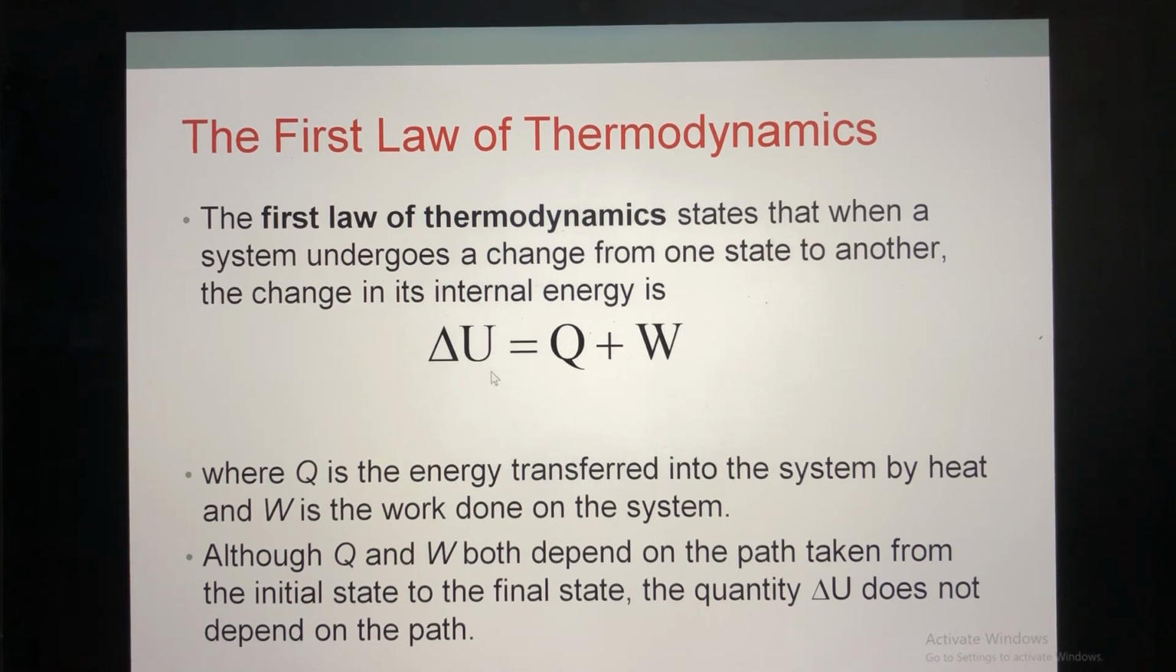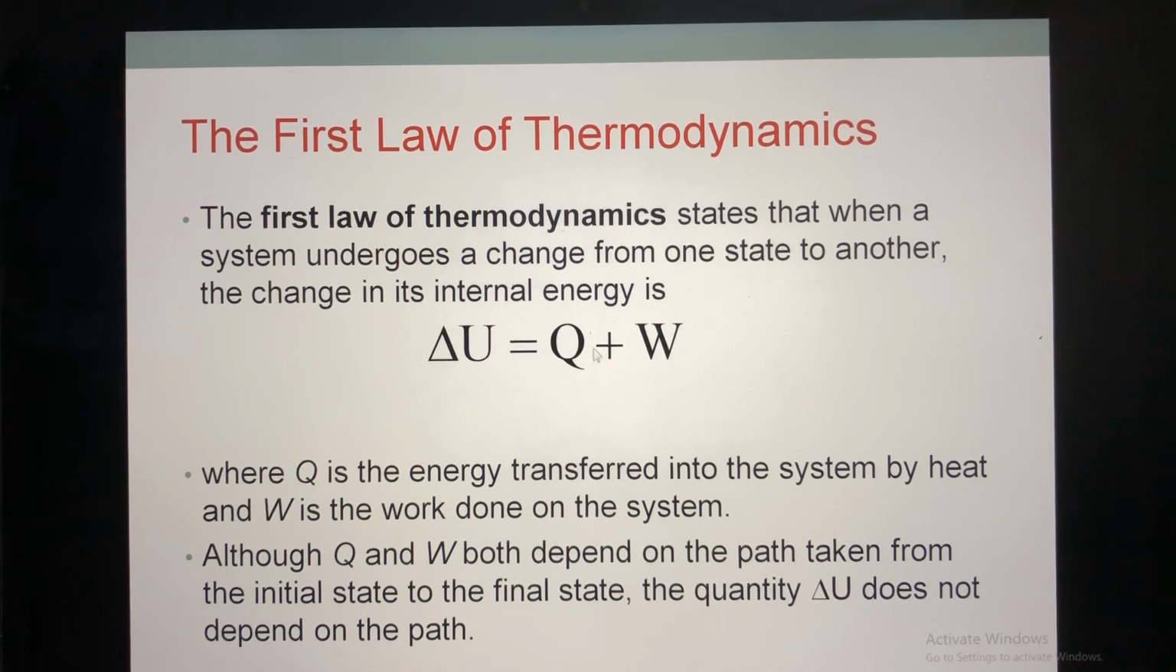U is the internal energy of the system. And when I write delta U here, that means the final internal energy minus the initial internal energy. So I have the change of internal energy of the system. What is the internal energy? Take a look at lecture 4, which talks about the ideal gas. Over there you have a definition of the internal energy.